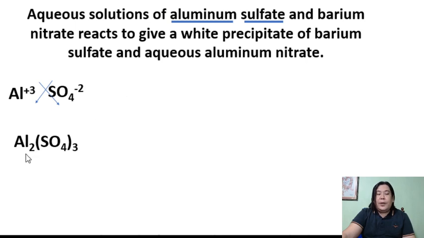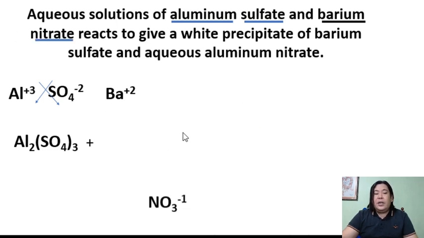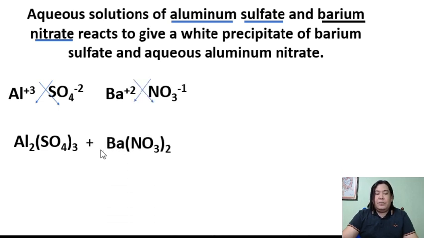Sir, bakit wala nang parenthesis yung aluminum? Only the polyatomic ion is enclosed inside the parenthesis kapag magiging greater than 1 ang kanyang subscript. So, since aluminum is not a polyatomic ion, no need to enclose it inside the parentheses. Okay? And then, followed by the plus sign kasi may nakita kayo ditong end. And then, barium. Symbol for barium is Ba positive 2, followed by nitrate ion. Nitrate ion is NO3 negative 1. So, crisscross ulit. And then, the final formula is Ba(NO3)2.